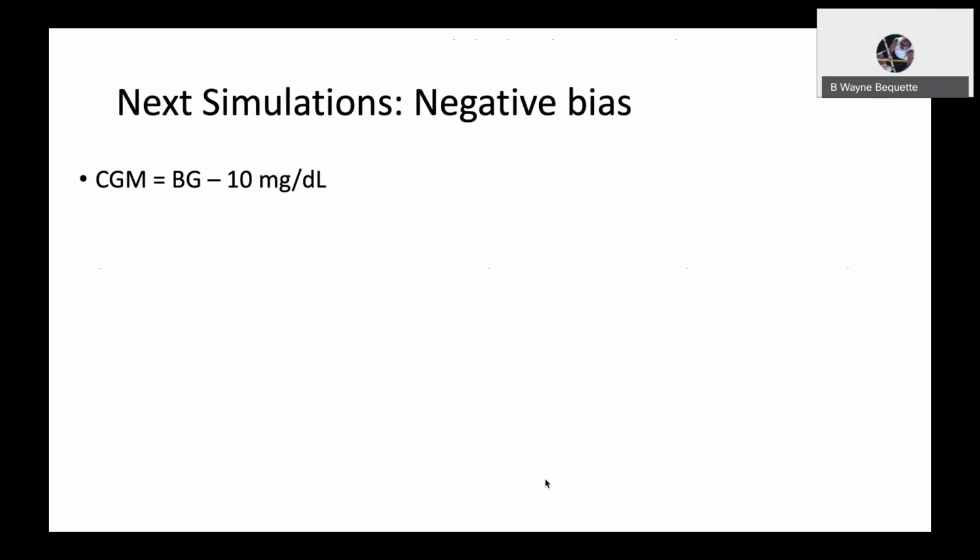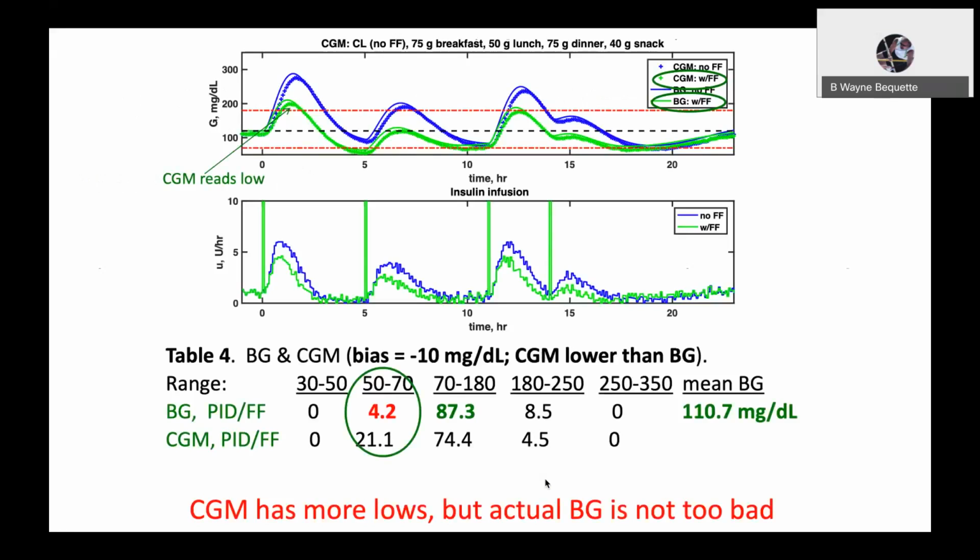So the next simulations, we're going to show a negative bias. That is, the sensor is reading 10 milligrams per deciliter lower than the actual blood glucose. And that's a little bit hard to see on this scale. But again, the CGM, shown as the plus signs, is reading slightly lower than the actual solid blood glucose for both the feed forward and feedback, and feedback only. And what you're finding in this case with the feed forward and feedback is the blood glucose now is spending 4.2% time in hypo versus the CGM.